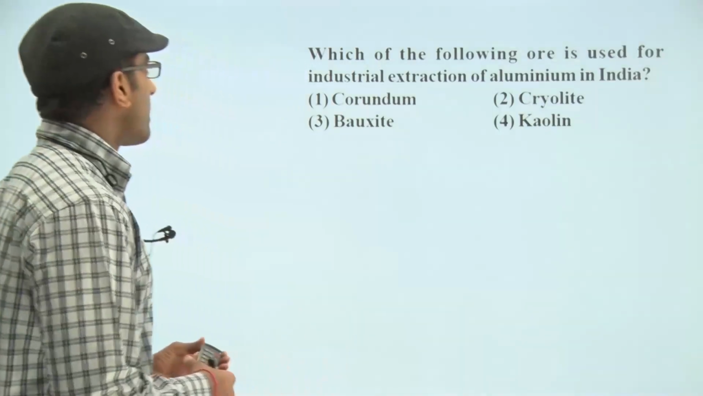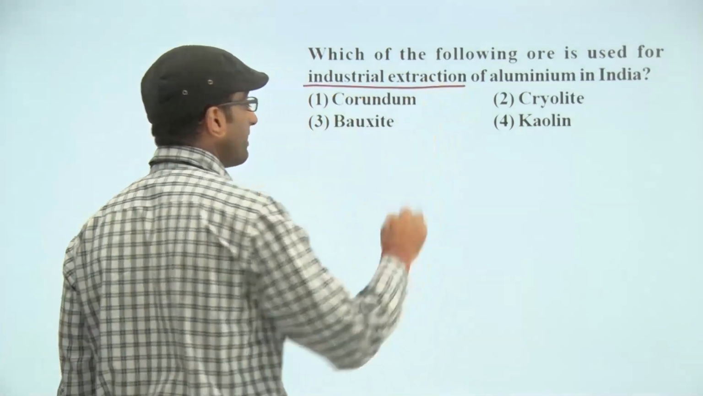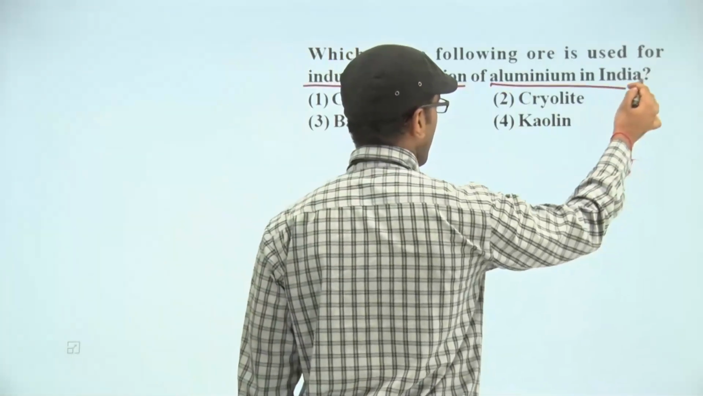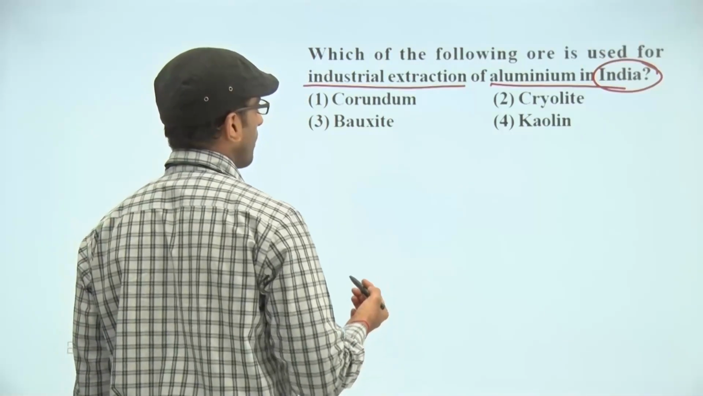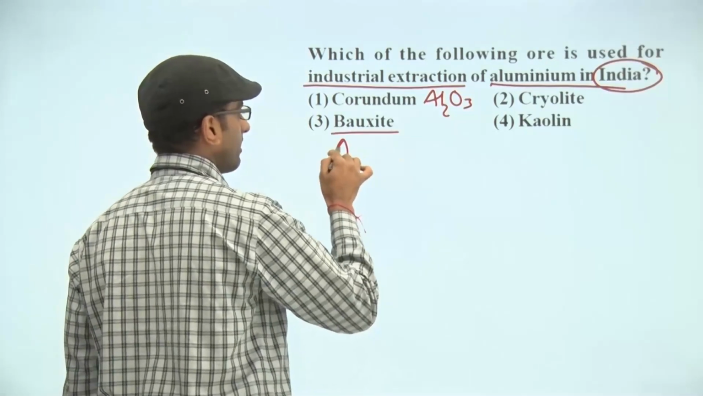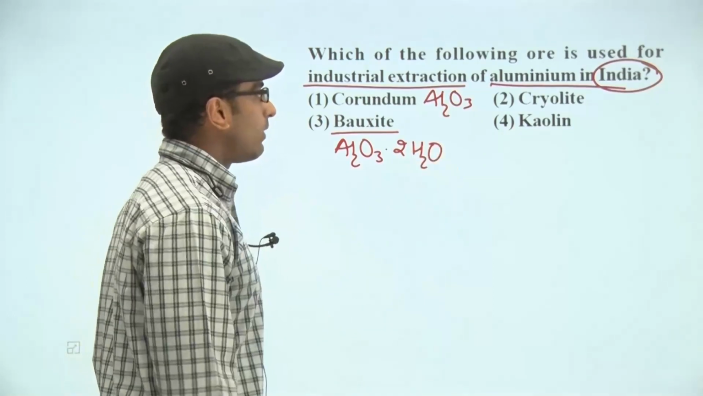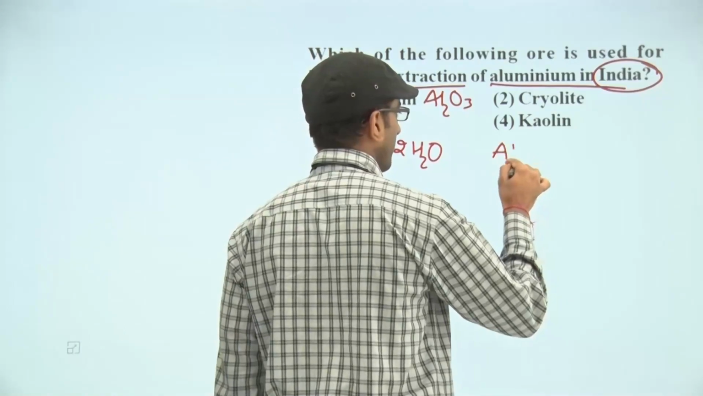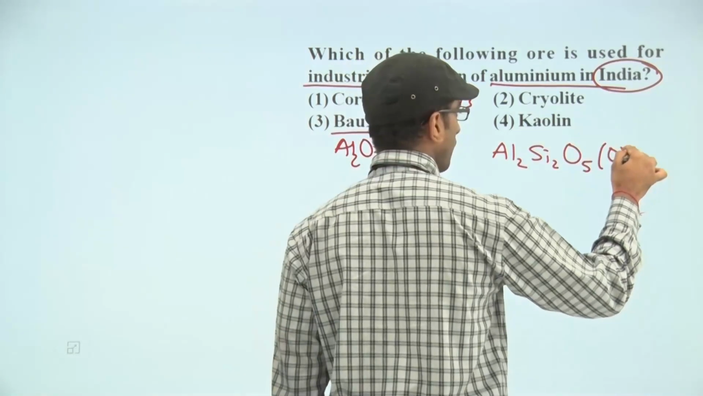Student, this question is asking which of the following ores is used for industrial extraction. It means extraction of aluminium in large amounts in our country, India. First of all, corundum is aluminum oxide, anhydrous. Bauxite is hydrated aluminum oxide. Next, kaolin or kaolinite, and the formula is Al2Si2O5(OH)4.